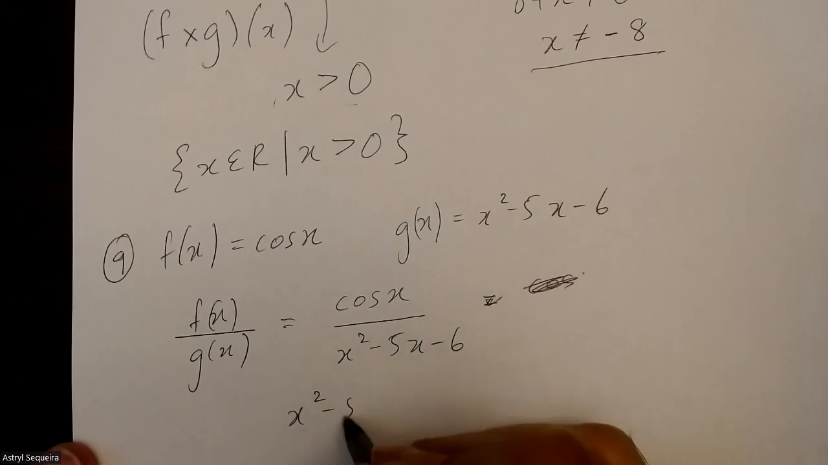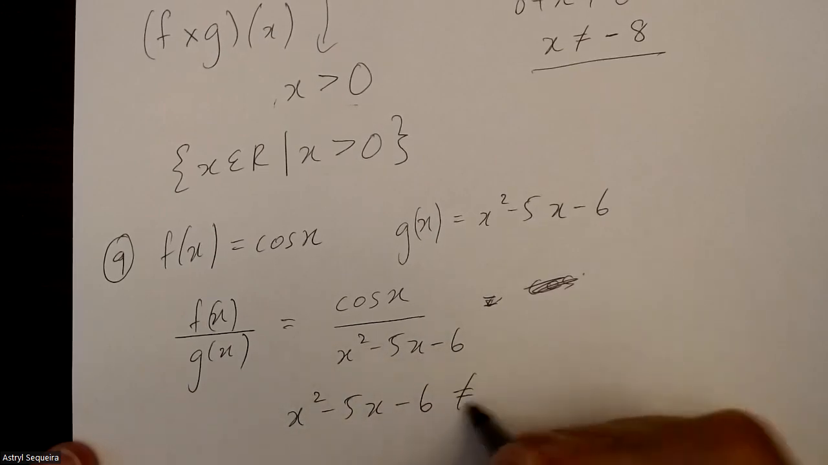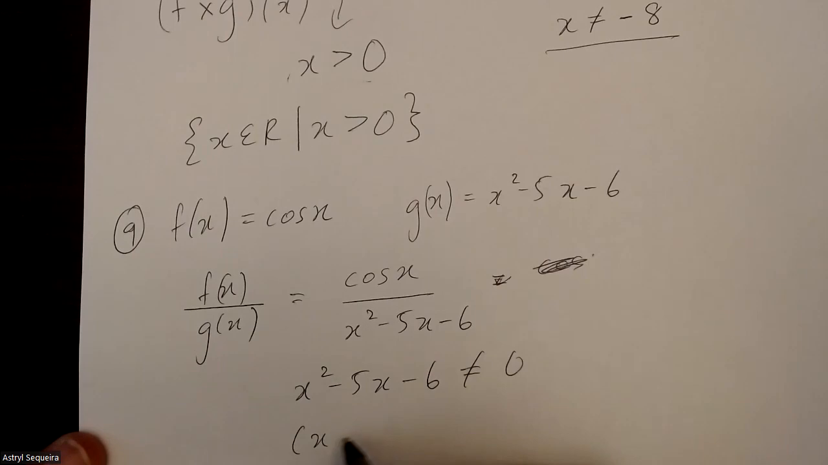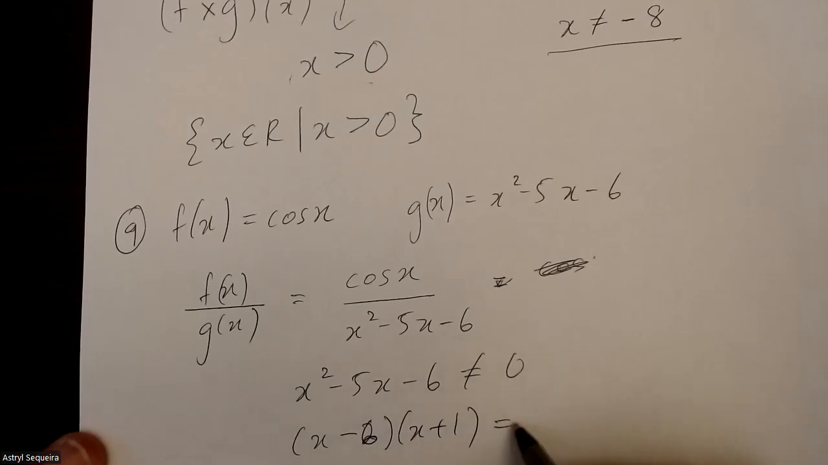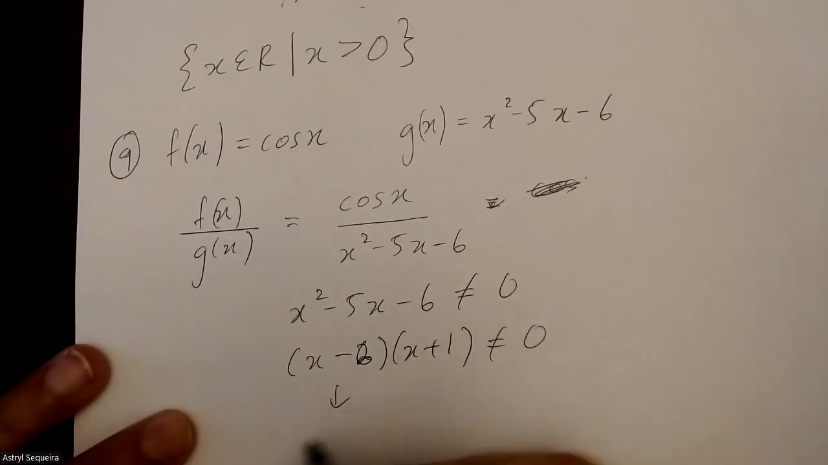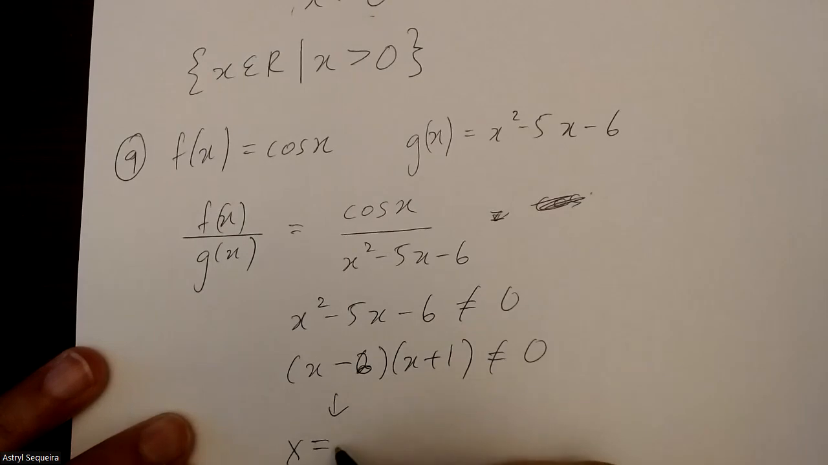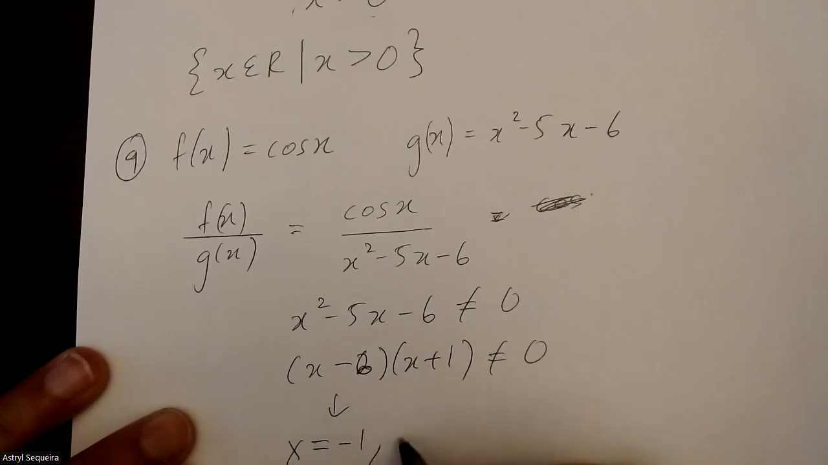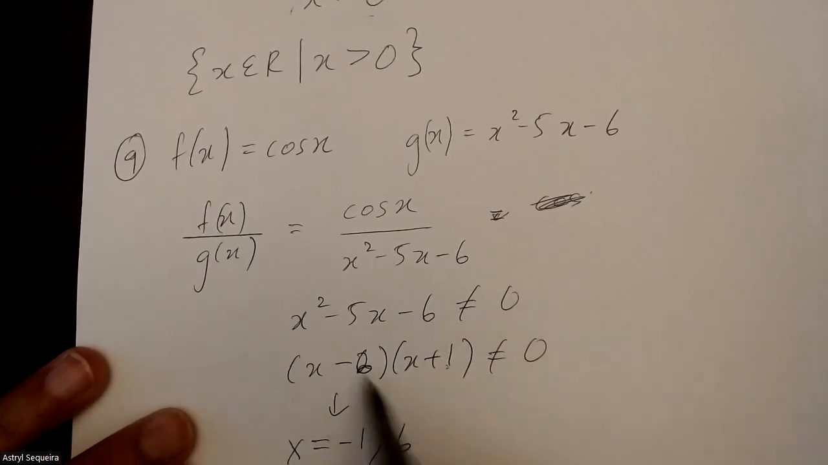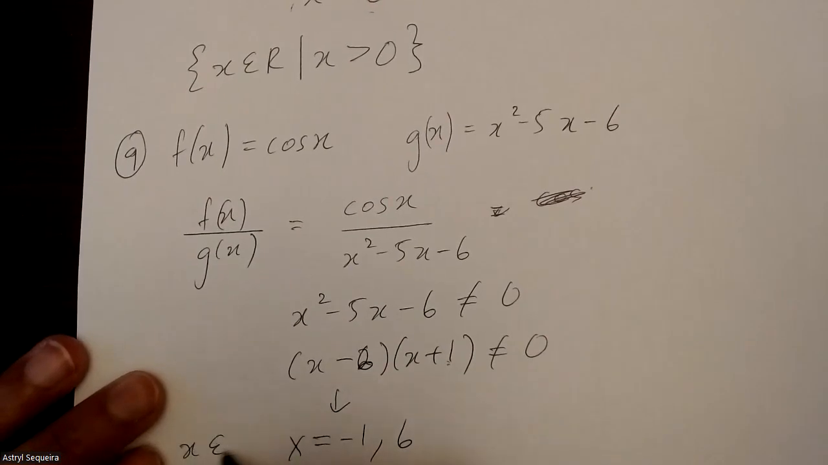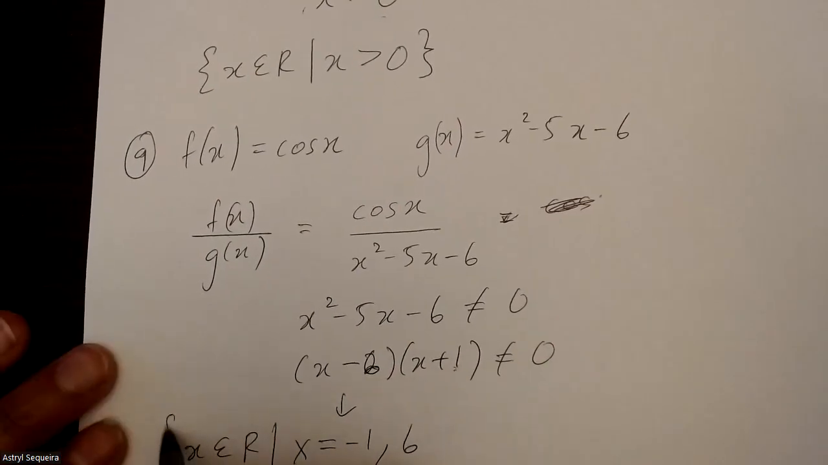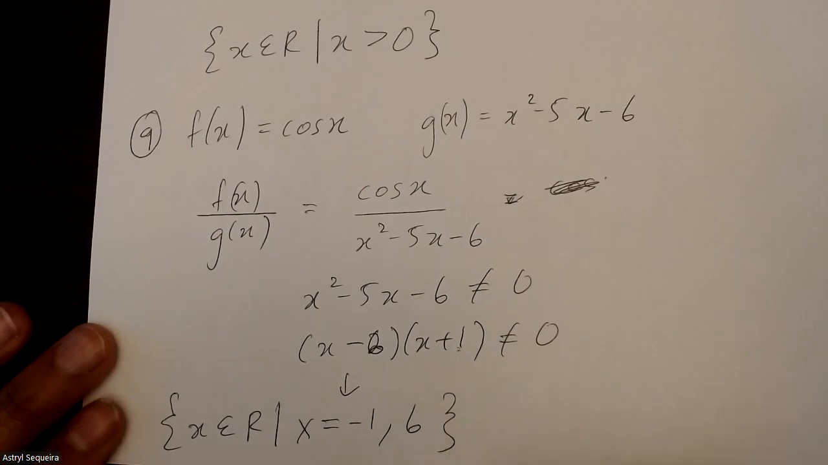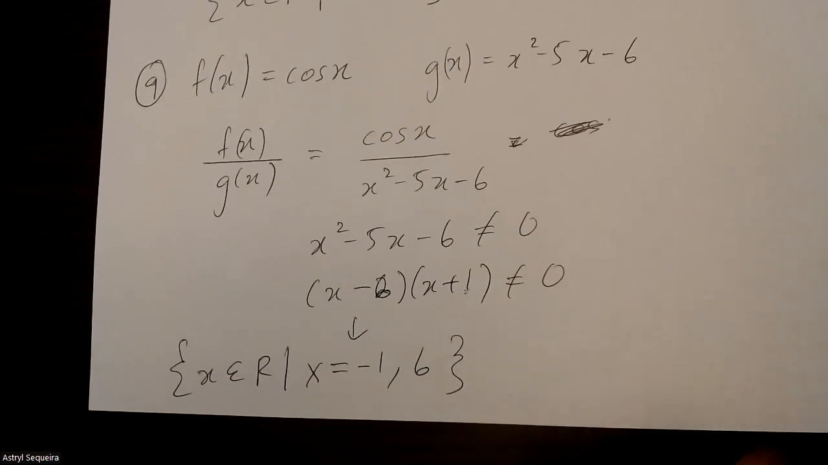So x squared minus 5x minus 6 does not equal 0. I can factor this. So x minus 6, x plus 1 does not equal 0. So this means x cannot equal -1 or 6. -1 is from there and 6 is from here. So x is an element of real numbers such that it cannot equal -1 or 6.